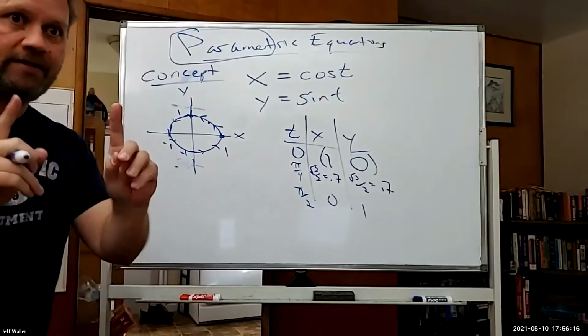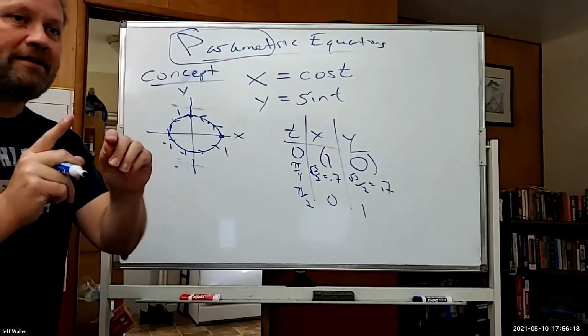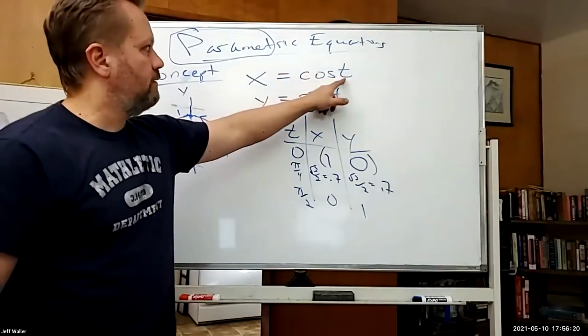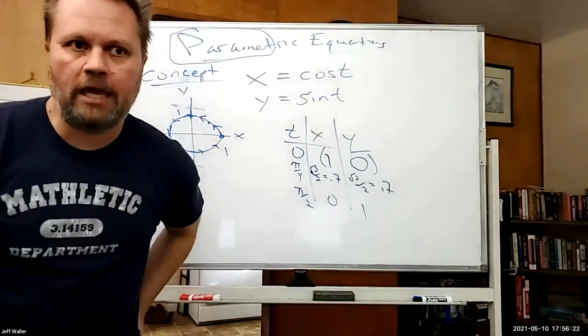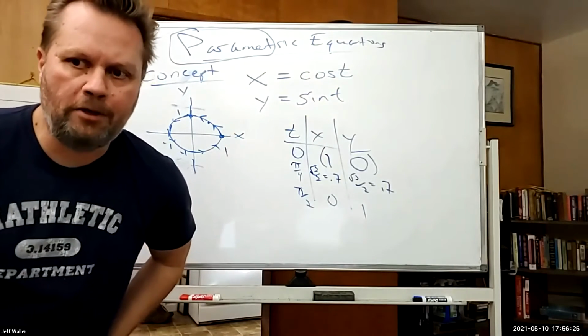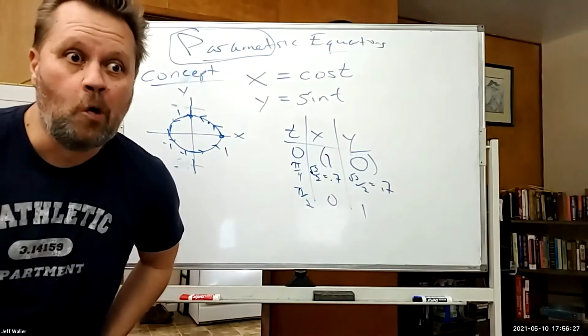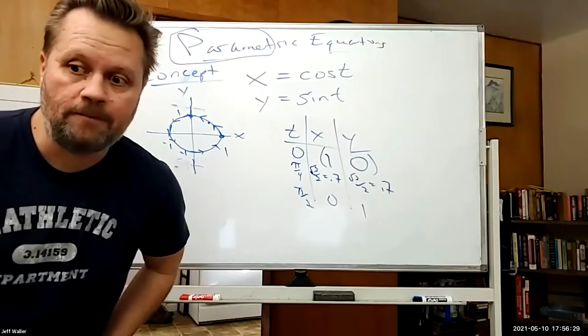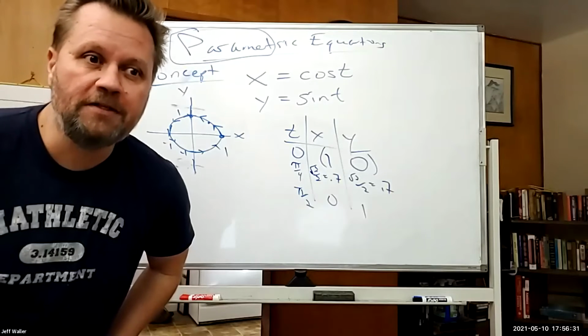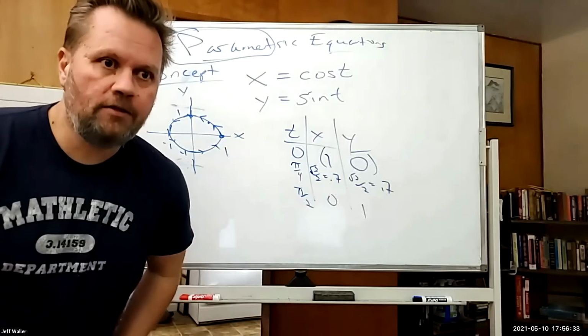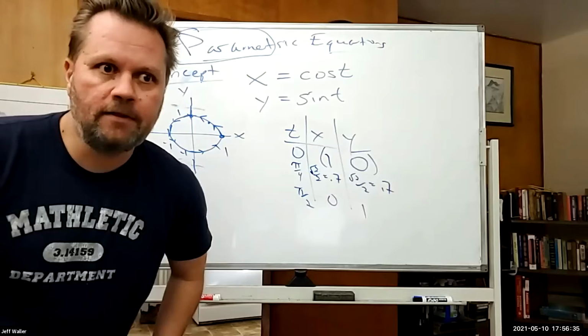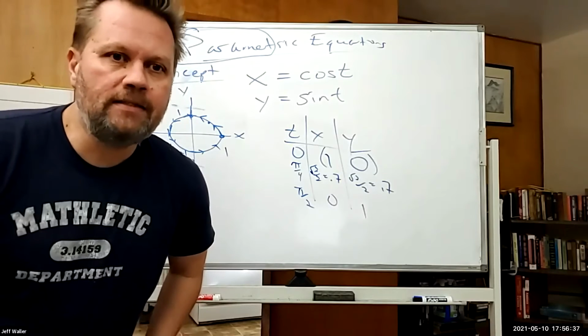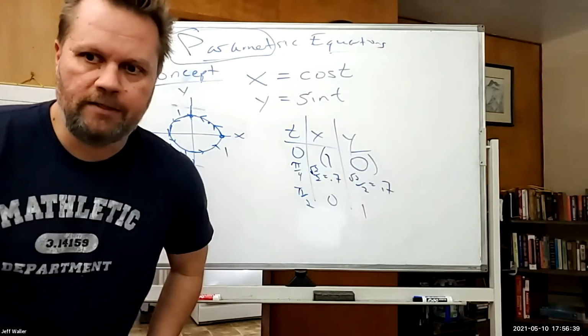And then, of course, it's going to keep tracing out over itself. Now watch this. You ready? This is so cool. How do I eliminate t? How do I eliminate the parameter between those two? Such a cool thing. Never forget your trig identities, kids. What's the easiest identity between cosine and sine?